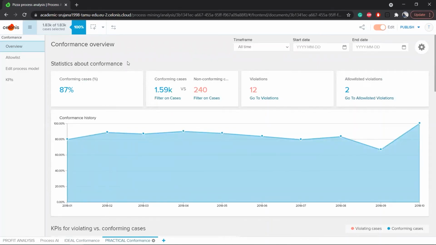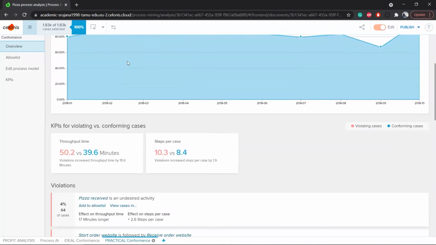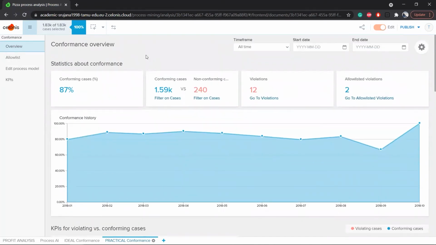Therefore, we have another, practical conformance. This time we have 87% of them, which seems like a huge number. So it should probably be around the average. However, this 87% still beats the violating cases by 10 minutes and 2 steps, which means this 87% is still much better than the other 13%. And actually, the other 13% contributes the most towards the 0 and 1 customer satisfaction.